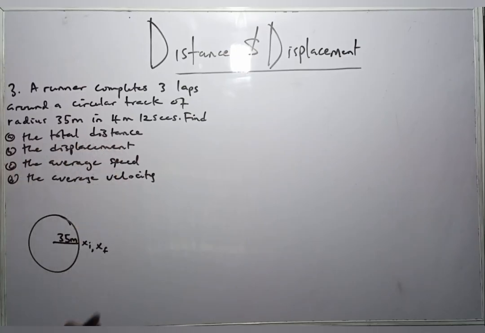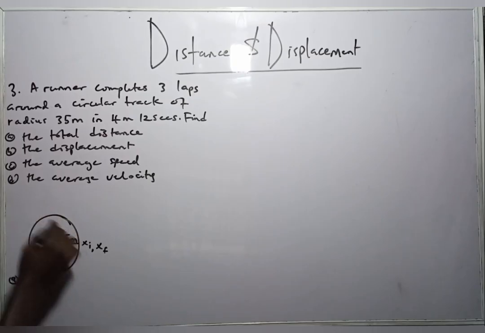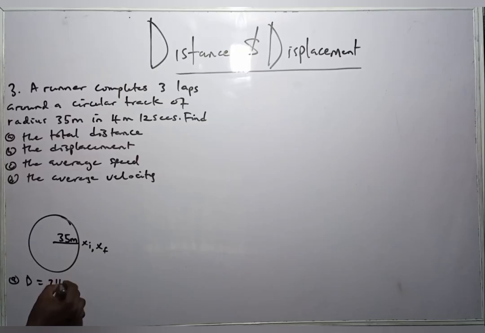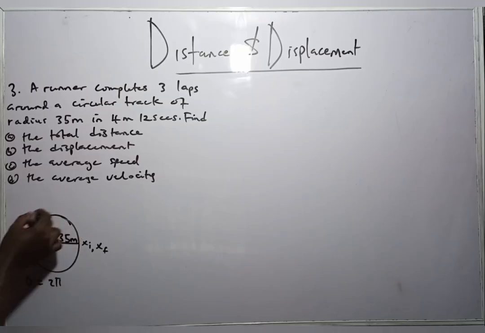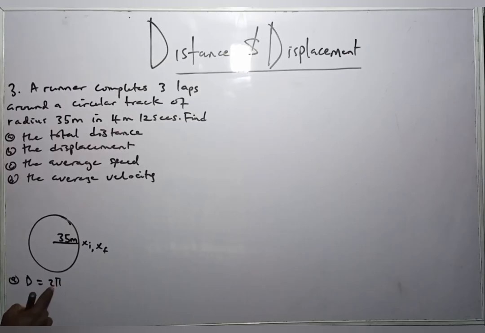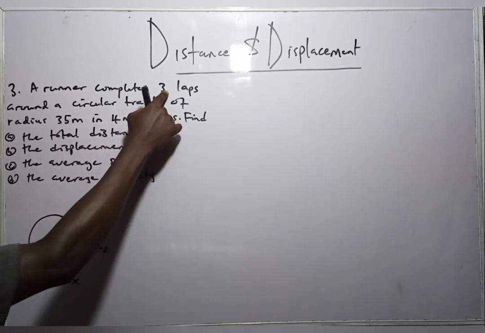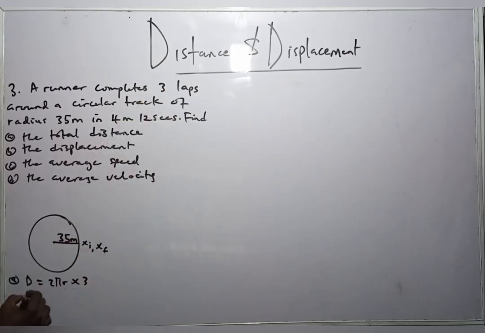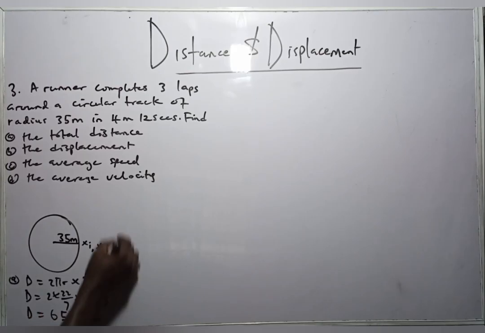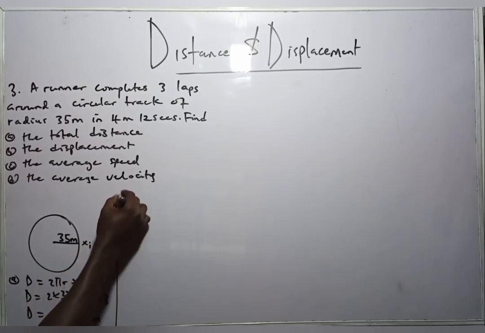To calculate the total distance, since it's a circular path, we are going to use the formula for the circumference of a circle, that is 2 pi r, times 3 since it runs around it 3 times. Therefore, distance is equal to 2 times 22 over 7 times 35, 35 is the radius, times 3. If you do that, you are going to get 659.82 meters. So that's how you can calculate your distance.